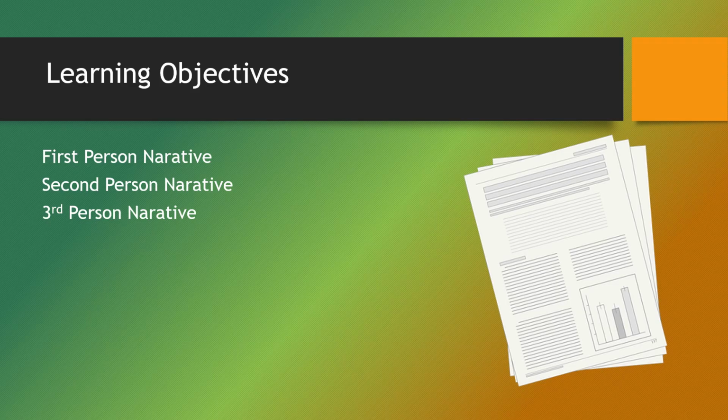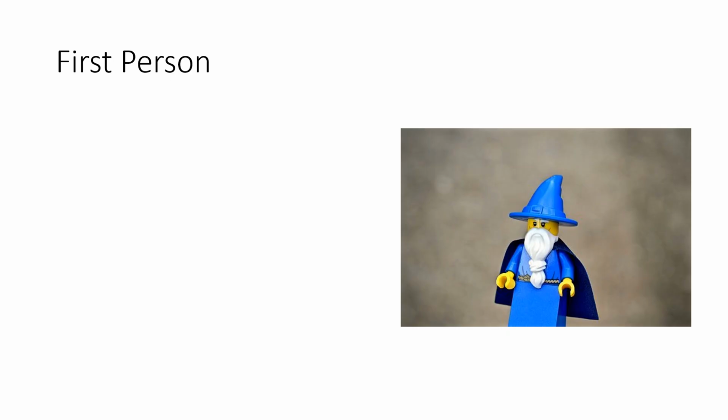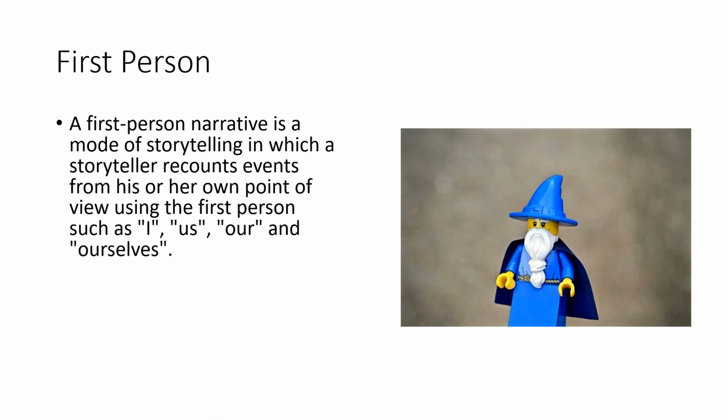TexasWeldingEngineering.com. Learning objectives. We're going to talk about the first person narrative, second person narrative, and the third person narrative. Once again, we've already talked about the first person, but the first person is a mode of storytelling in which we use pronouns and give our point of view: I, us, our, we, ourselves. It's storytelling. So that is the first person.